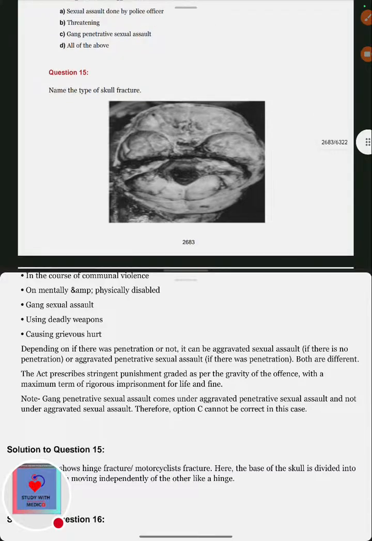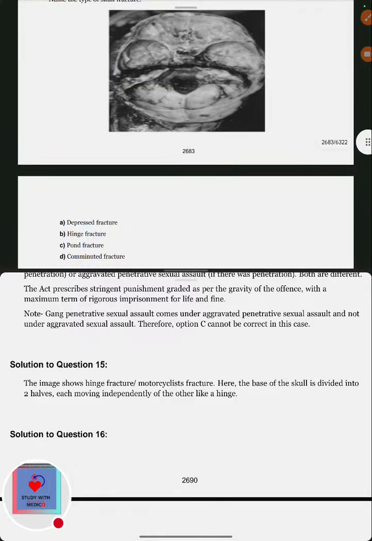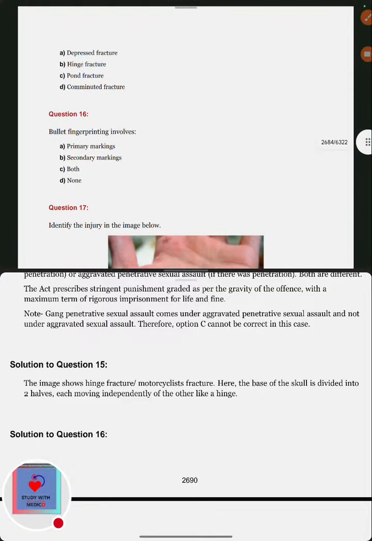Name the type of skull fracture. The image shows a hinge fracture, or motorcyclist fracture, where the base of the skull is divided into two halves, each moving independently of the other like a hinge. So it is a hinge fracture. In a hinge fracture, the base of the skull is divided into two halves, each moving independently of the other.